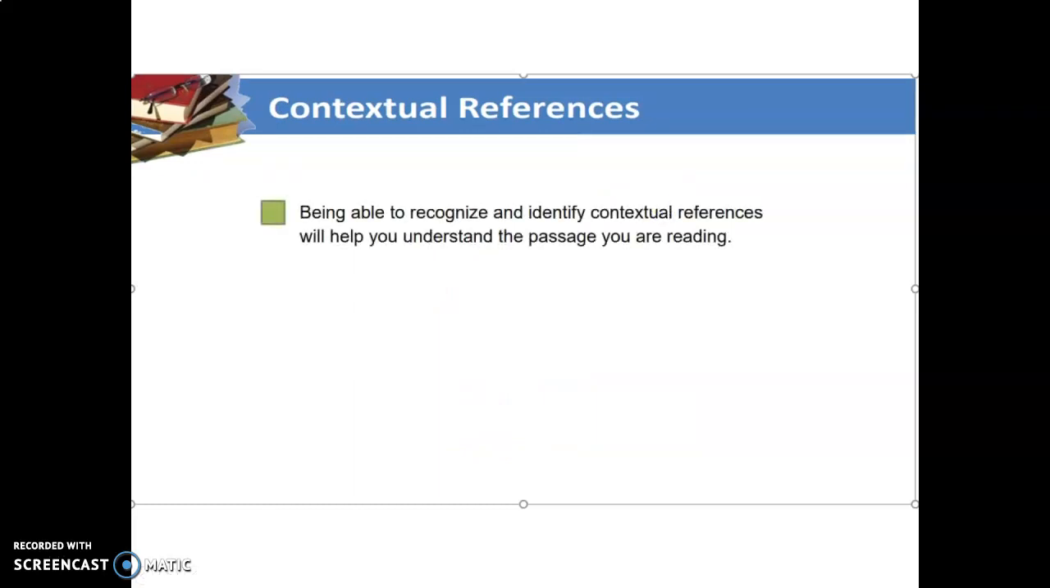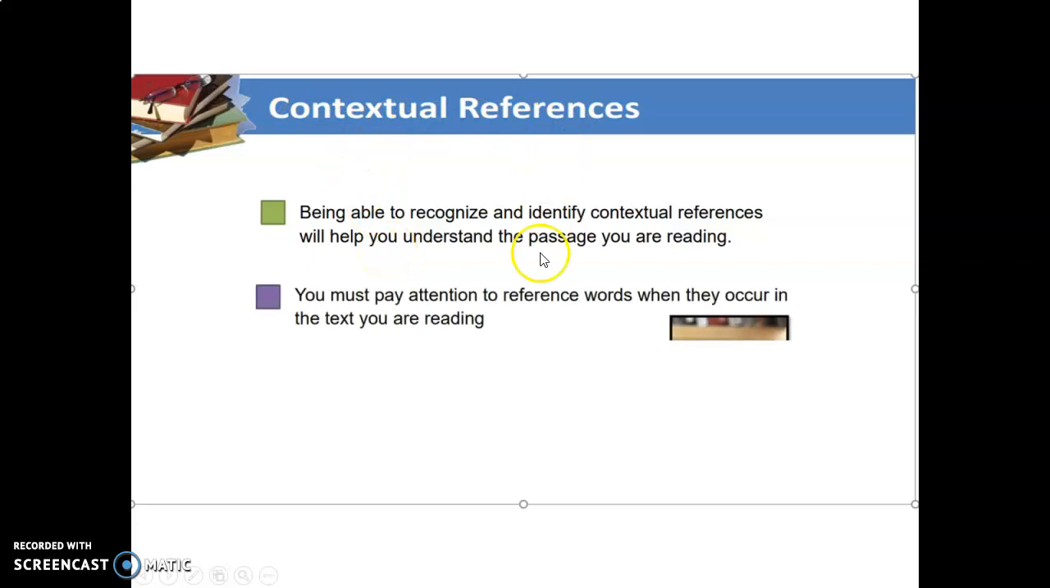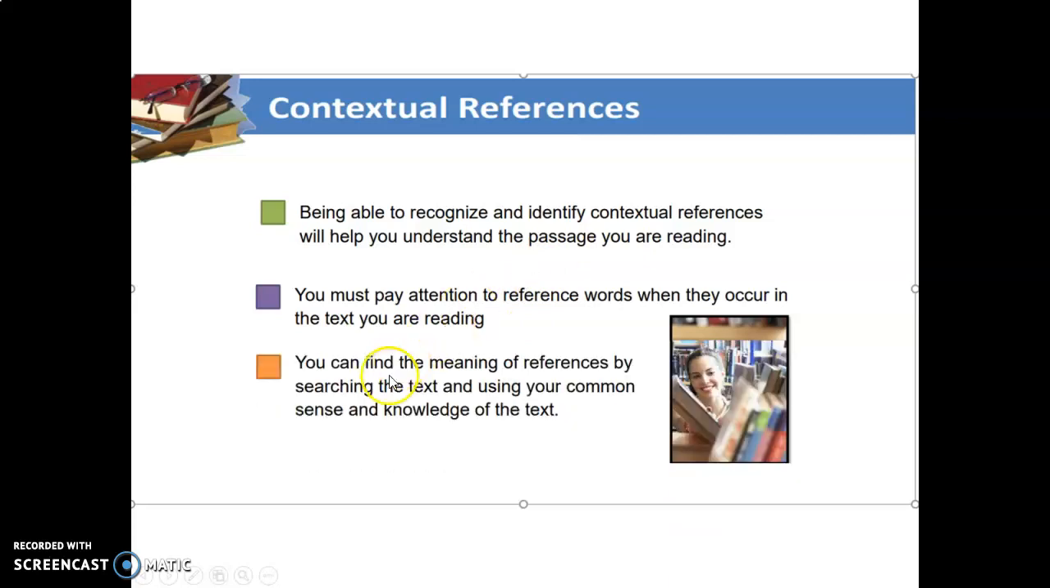Being able to recognize and identify contextual references will help you understand the passage you're reading. In short, you can't understand the text well enough without understanding the contextual references. You must pay attention to reference words when they occur in the text that you're reading. You can find the meaning of references by searching the text and using your common sense and knowledge of the text.